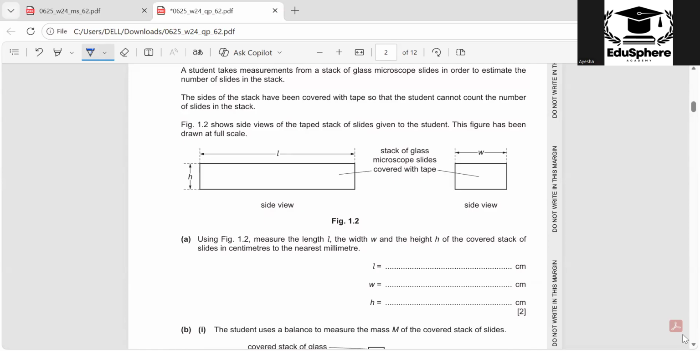When you measure it with the help of the ruler, the length from this point to this is 7.5 centimeters. The width from this point to this, when I measure it on the hard copy, is 2.5 centimeters. And the height is this one, which is 1.3 centimeters.